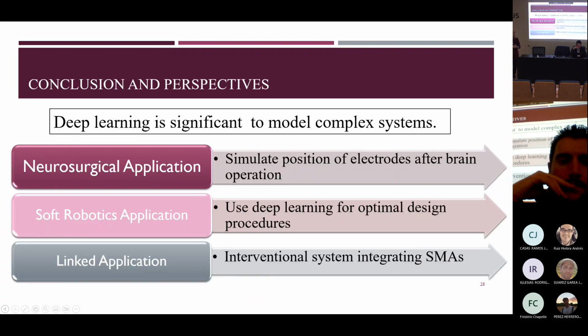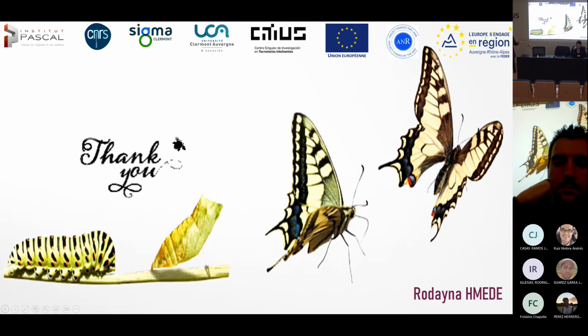So conclusion, deep learning is significant to model complex systems. Perspectives, we have a neurosurgical application. Let's simulate the electrode after brain operation, which I name VPS. And a soft robotic application: use deep learning for an optimal design procedure, and at the end, link the application to an intervention system integrating shape memory alloys. Thank you, and I'm available for your questions.